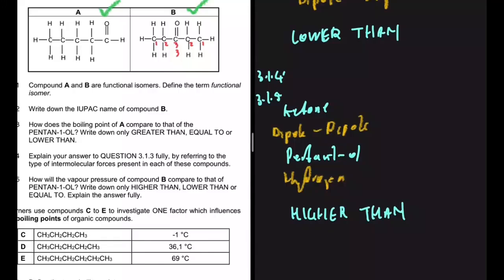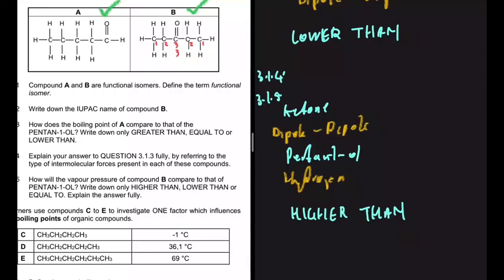So between compound B, our ketone, and pentan-1-ol, pentan-1-ol has stronger intermolecular forces. So it will require more energy to overcome the intermolecular forces. As a consequence, it is going to have a lower vapor pressure compared to the ketone. The ketone will actually have a higher vapor pressure.